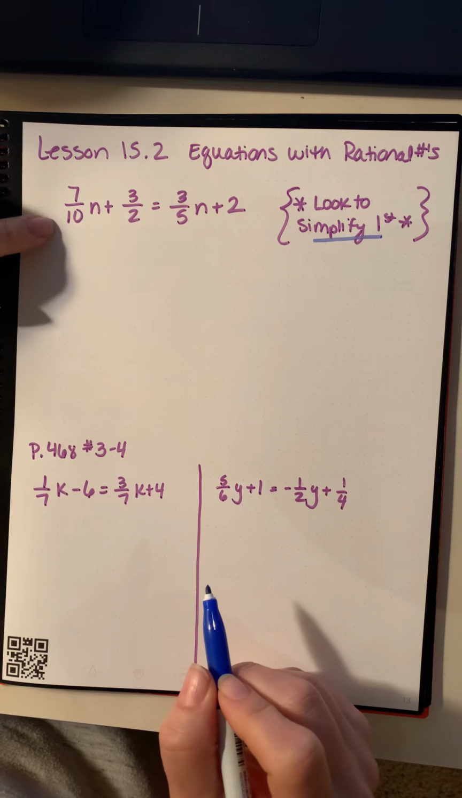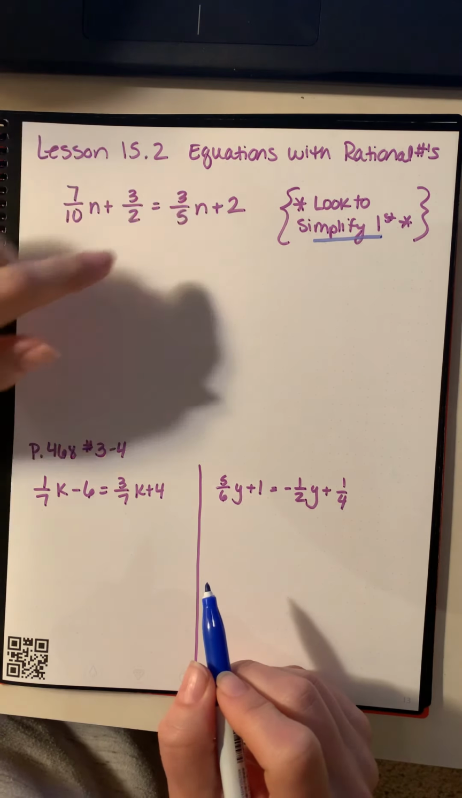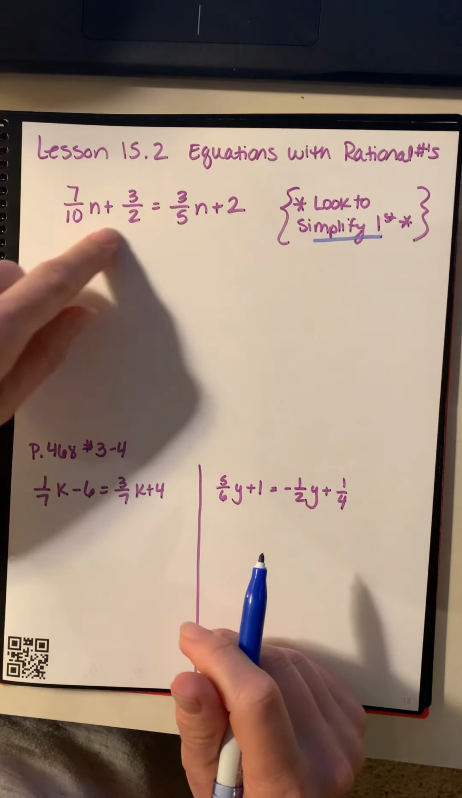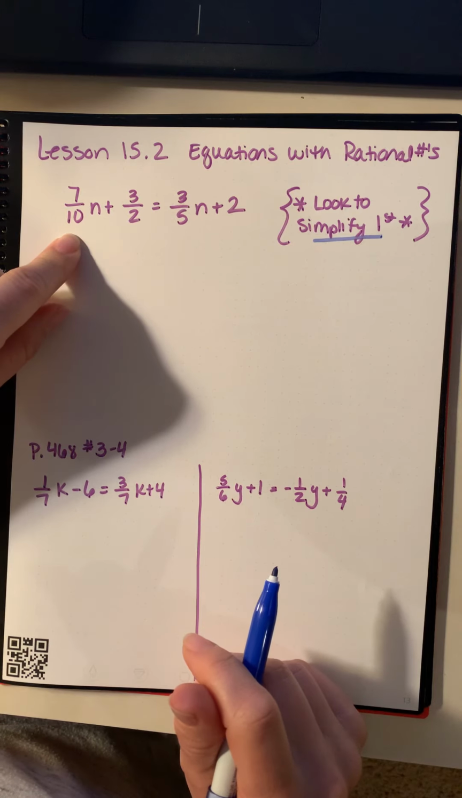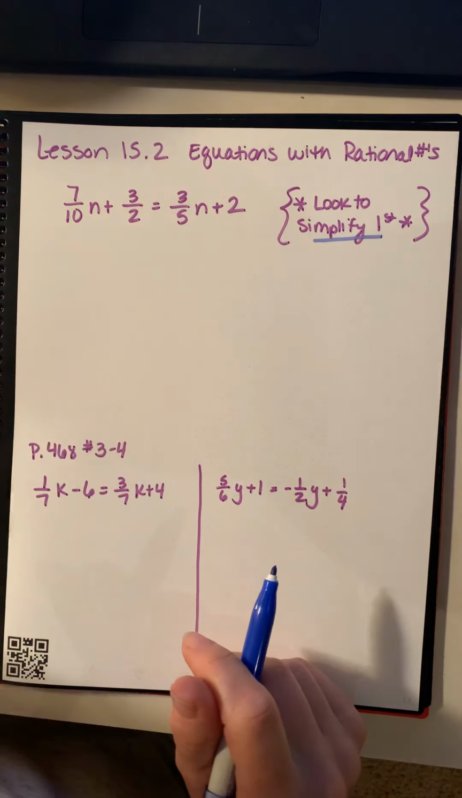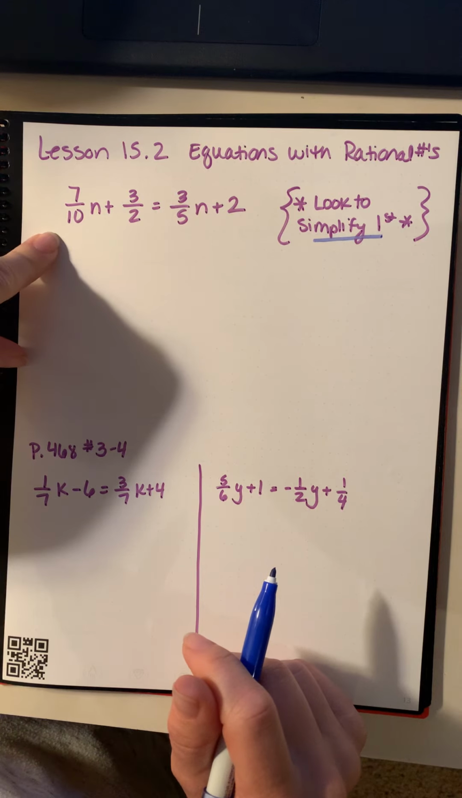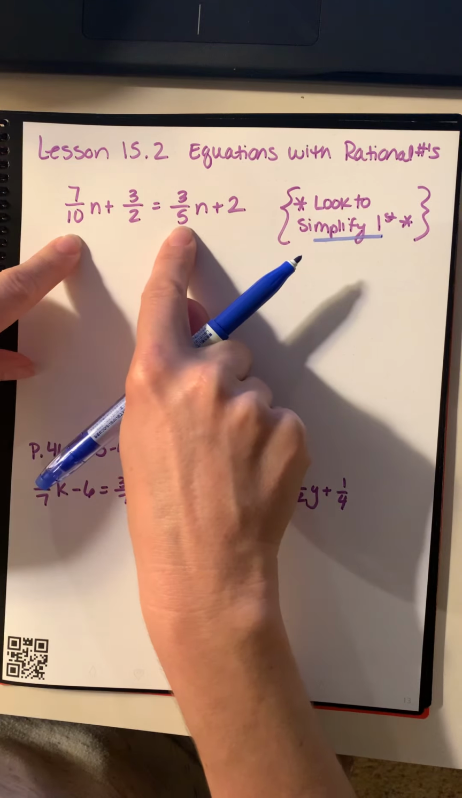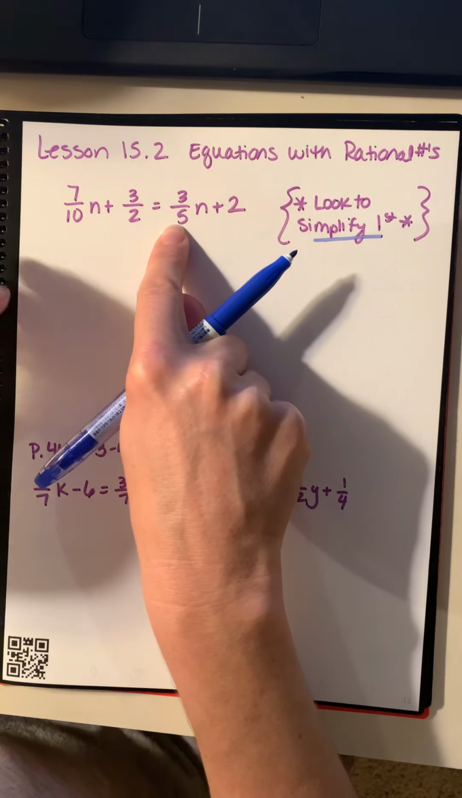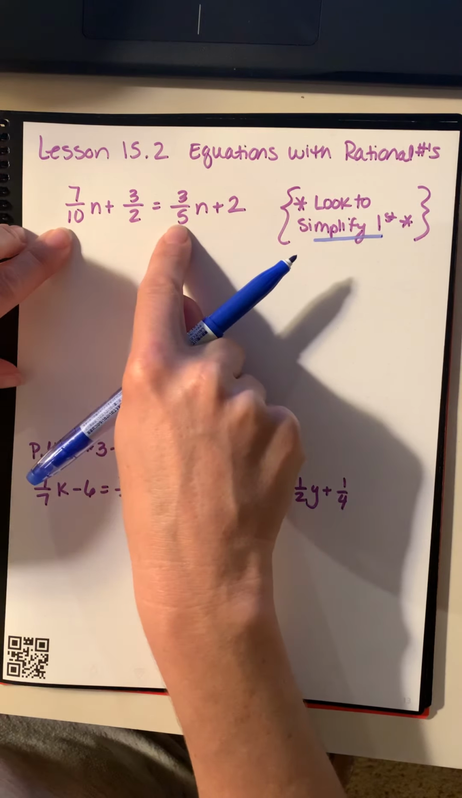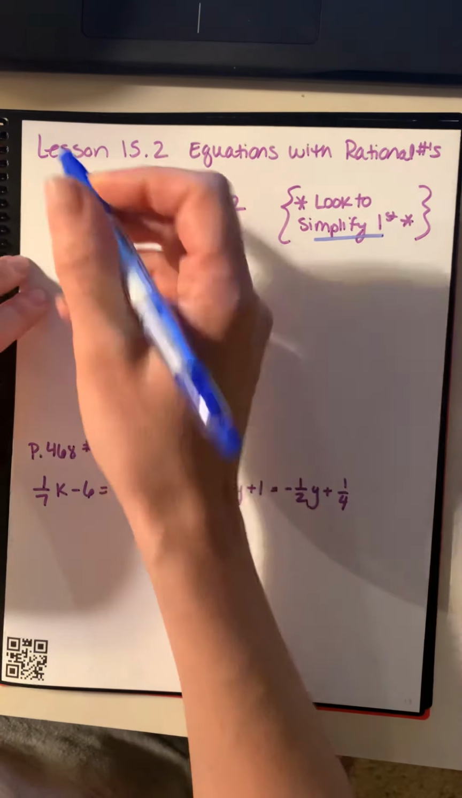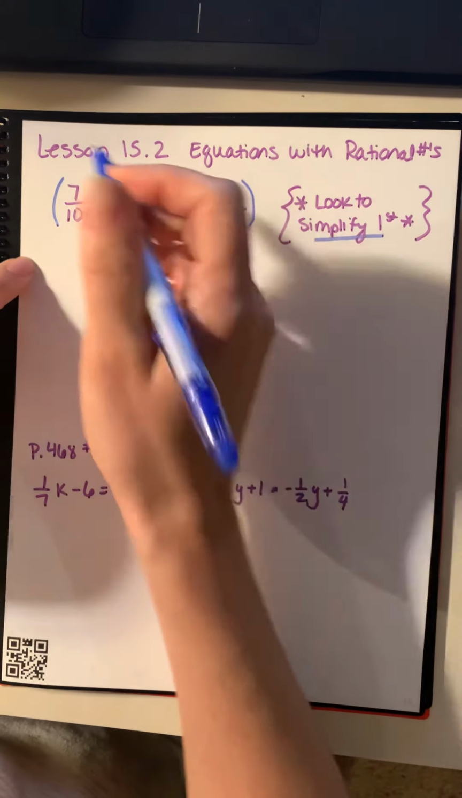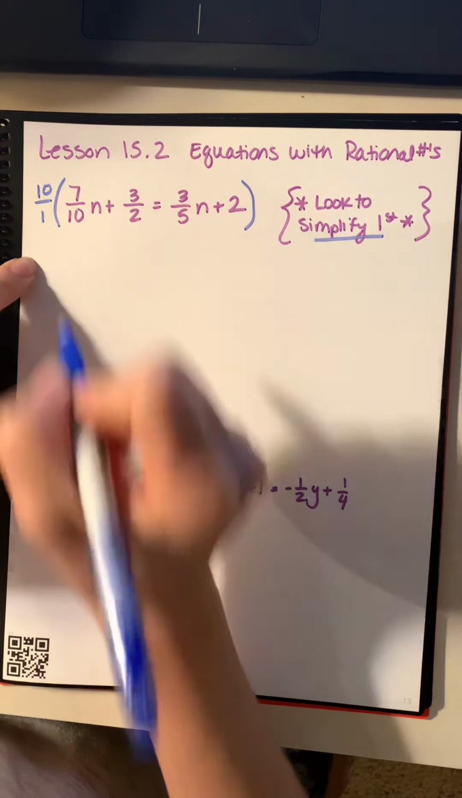If we notice, we have 7/10, 3/2, and 3/5, and all three of these fractions have a common number that the denominators would all go into. In other words, they all have a least common multiple. So the question would be, if you were going to get a common denominator for 10, 2, and 5, what would that least common denominator be? Well, obviously, it would be 10. And so what I'm going to do is multiply this entire equation by 10 over 1.